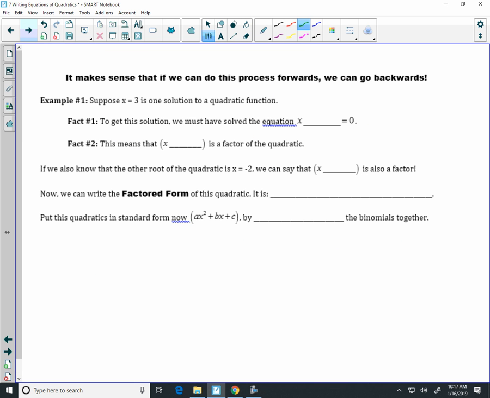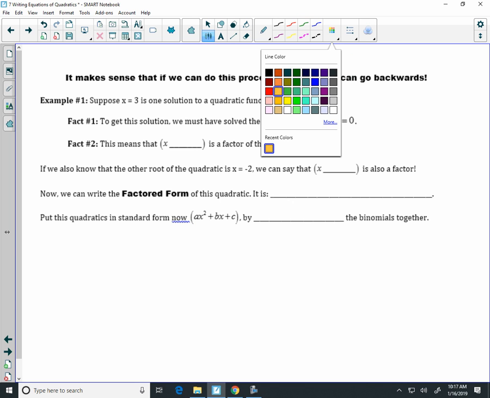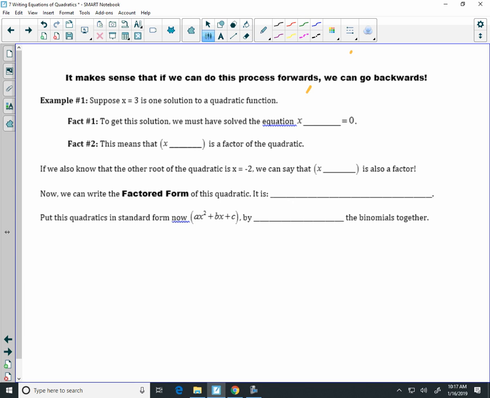Okay, suppose x equals 3 is a solution. To get the solution, we must have solved the equation. Well, now we're working backwards. So if we had x equals 3, to go backwards, we had to move that 3 over. And anytime we cross that equal sign, we're switching the sign. So if this is a positive 3, that would have been a solution to the equation of x minus 3. Again, because we crossed the equal sign, we had to switch the sign.